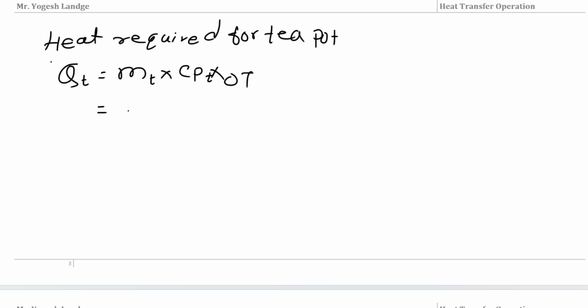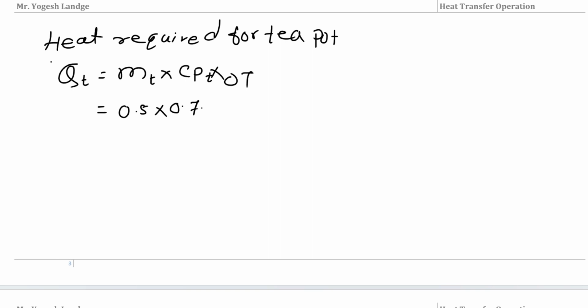Here, how much is the mass of the teapot? We found that the mass of the teapot is 0.5. As mentioned, the mass of the teapot is 0.5. The specific heat is also given in the numerical, which is 0.7.